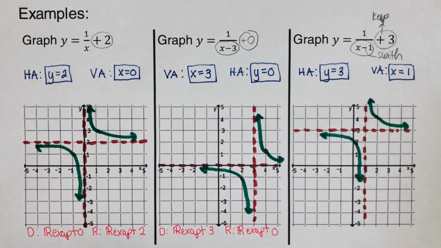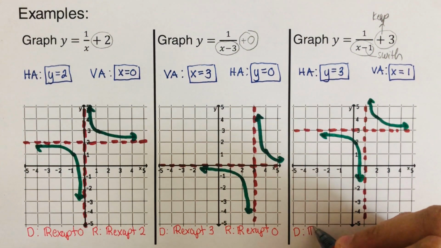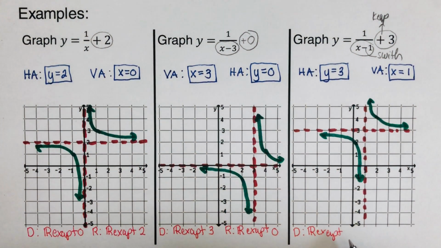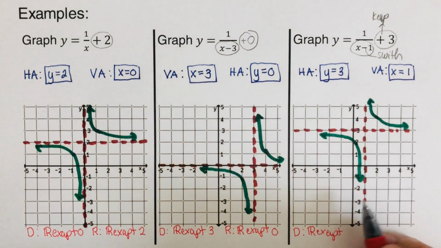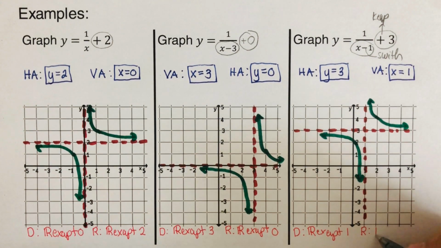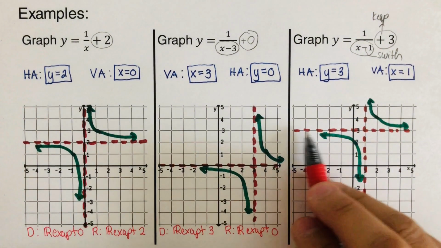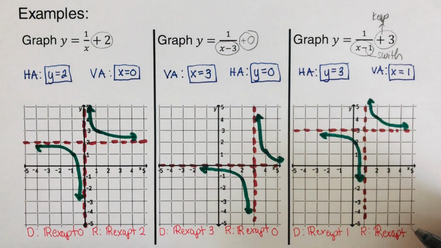So then we are ready to determine the domain. I gave you the trick on how to determine the domain. So it's going to be all real numbers except the vertical asymptote. So that's going to be except 1. And then the range would be all real numbers except the horizontal asymptote, which is 3. Did you get the same answers as this?